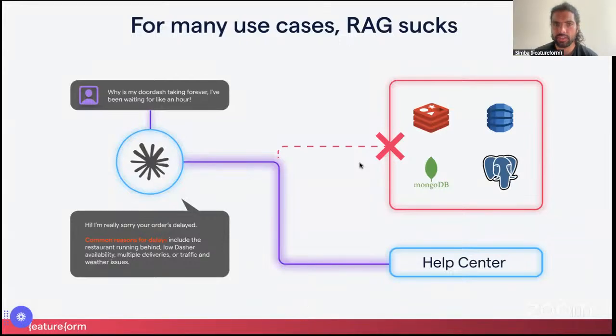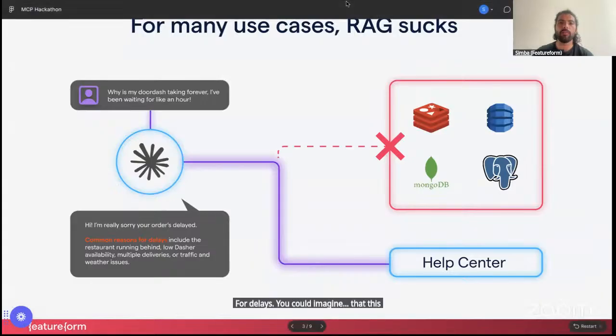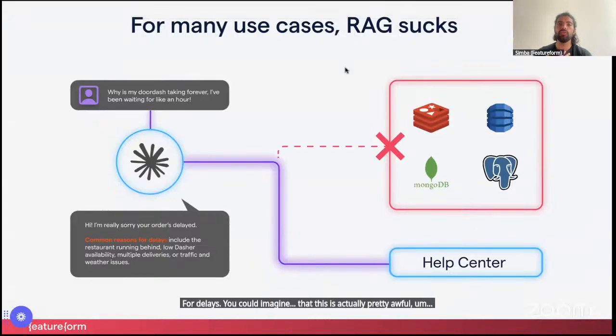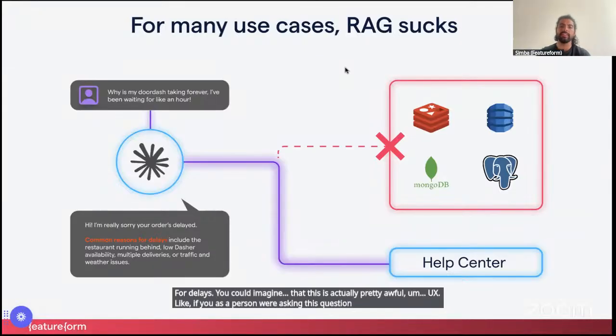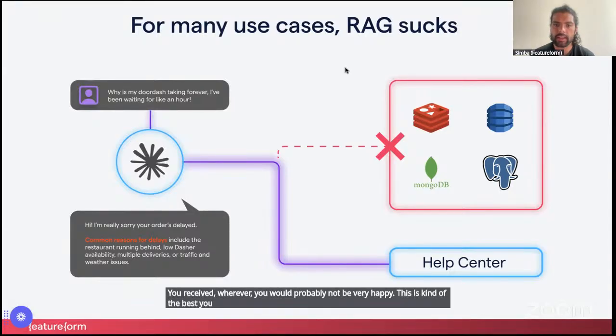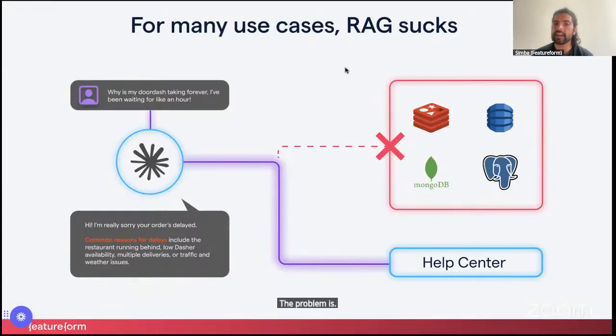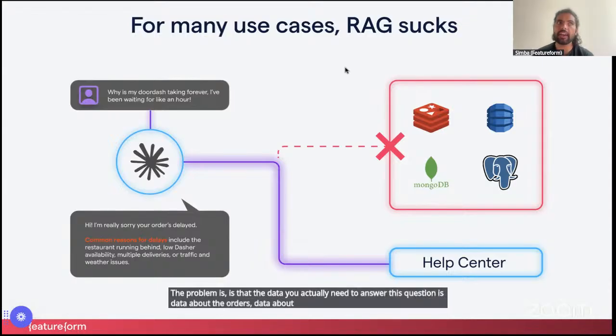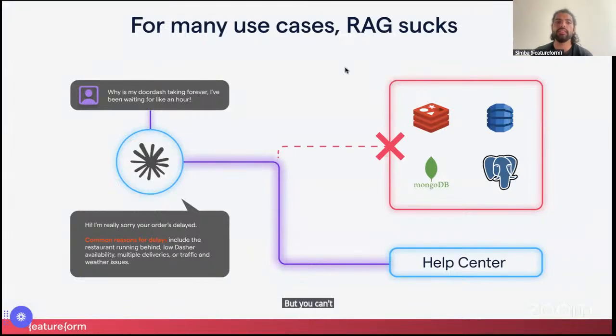You could imagine that this is actually pretty awful UX. If you as a person were asking this question and this was the answer you received, you would probably not be very happy. This is kind of the best you can do with RAG. The problem is that the data you actually need to answer this question is data about the orders, the dasher, the restaurant. There's all this other information, but you can't currently give agents or LLMs access to that private information. It's in structured form, so you can't use a vector DB.